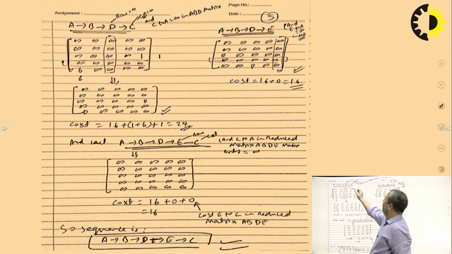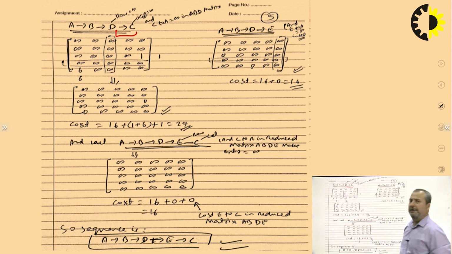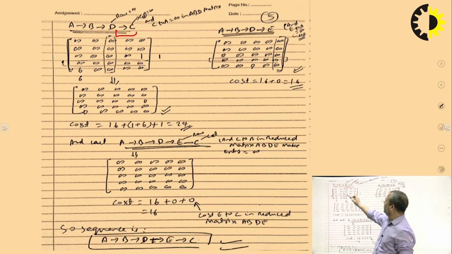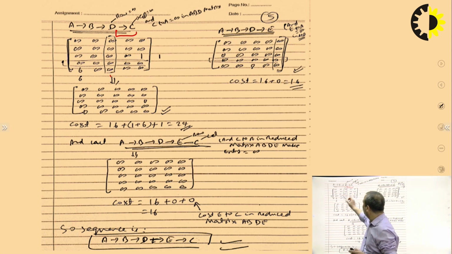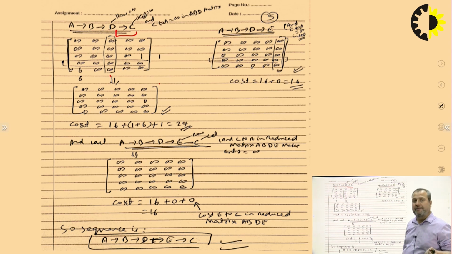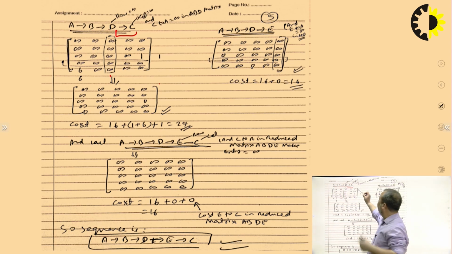Again, now here D to C. We will put all the entries of row D as infinite and all the entries of column C as infinite. Since we are moving from D to C, C to D is not allowed, so we also have to put C to D in this reduced matrix as infinite. Now we will check whether it is reduced or not. In the row, not all entries are infinite and there is not even a single zero.